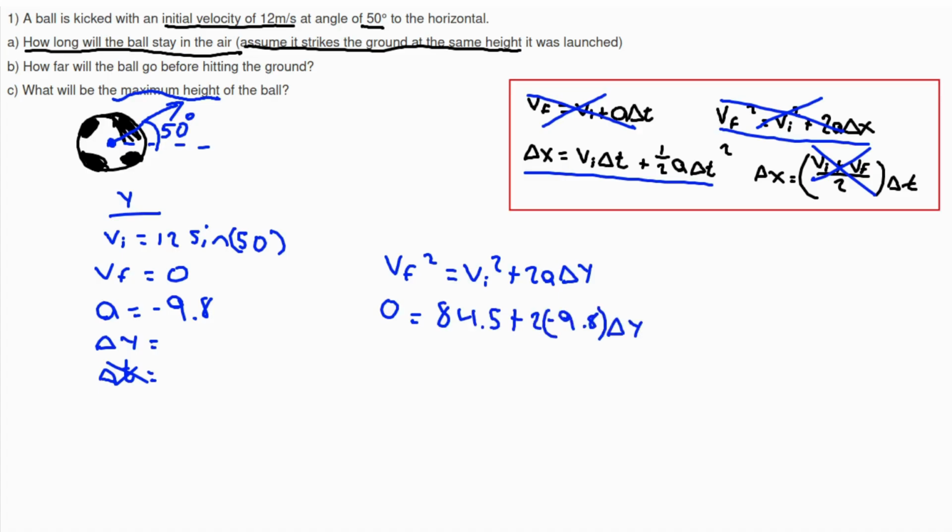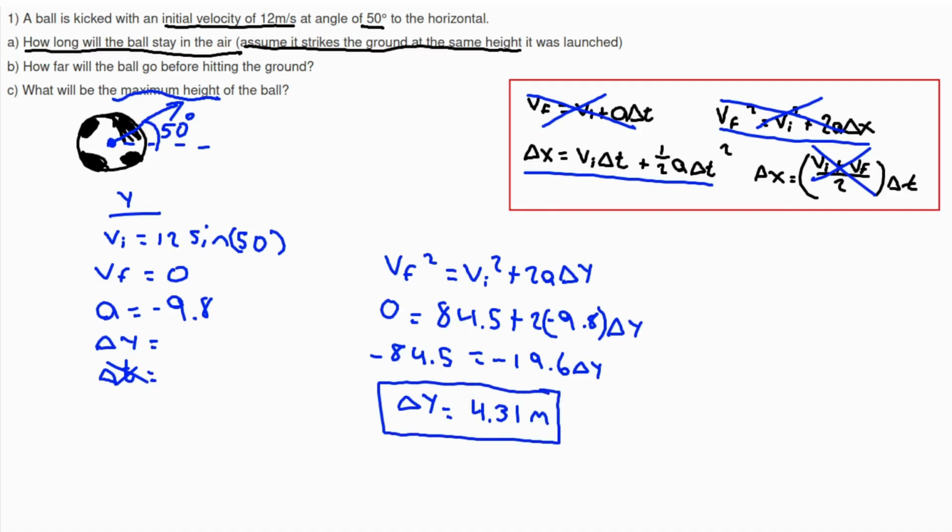So what I would do is subtract the 84.5 over, so it's going to be negative 84.5 equals, and then I multiply these together, negative 9.8 times 2, which is negative 19.6 delta y. Divide out the negative 19.6 on both sides, and you'll be left with, let me type that in, 84.5 divided by 19.6, 4.31 meters. So that is where the ball will reach its maximum height, and then we're done with this problem.